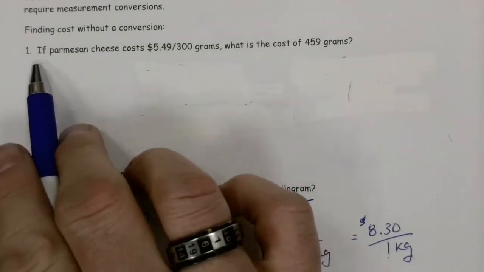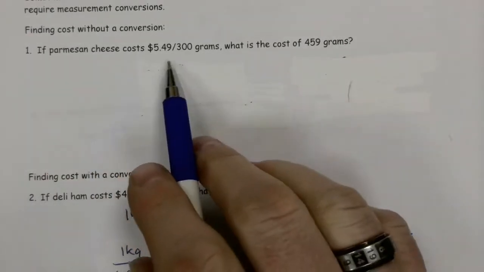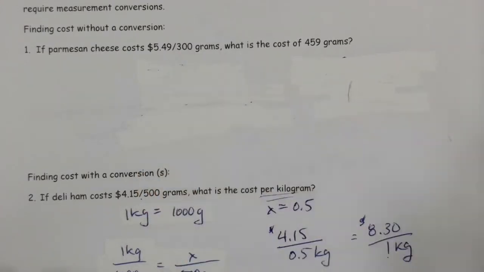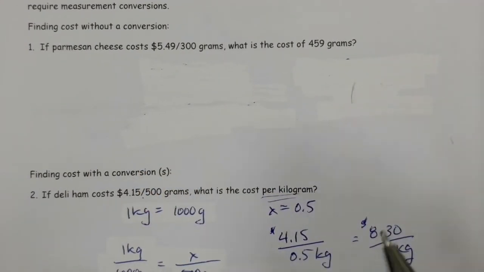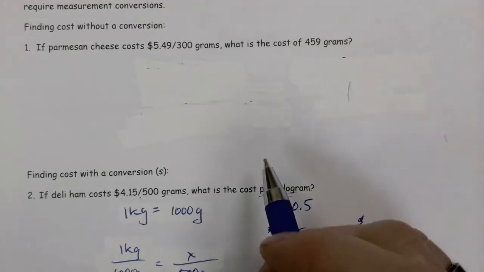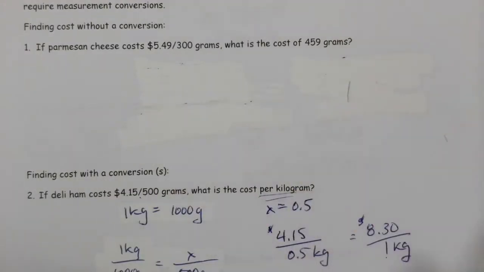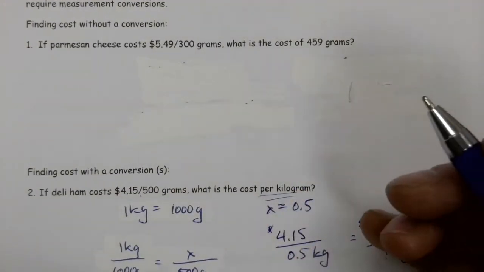Okay, so in this question we read that if Parmesan cheese costs $5.49 per 300 grams, what is it going to cost for 459 grams? I did a bunch of work here, and for some reason it didn't record, so I'm going to have to do it again.